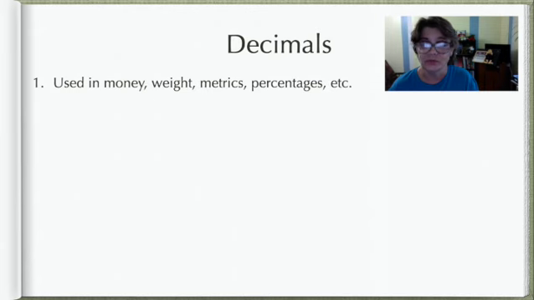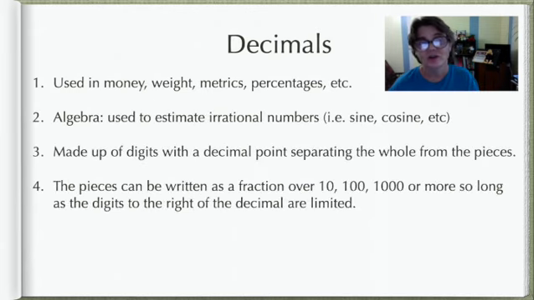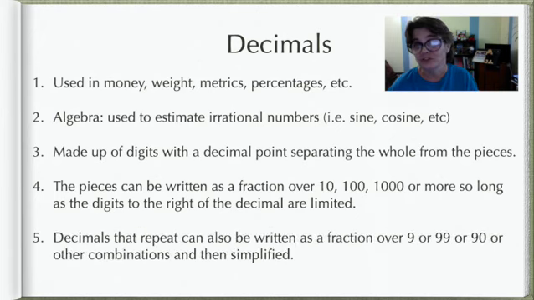You will see division as a fraction. Decimals are used in money, weight, metrics, percentages. They're also used in algebra. They're mainly used to represent things like irrational numbers, sine, cosine, tangents. All of those are in decimal form. They are made up of digits with a decimal point that separates the whole numbers from the pieces. The pieces can be written as a fraction over 10 or 100 or 1,000 or more. So long as it is a terminating decimal, you can turn it into a fraction that way.